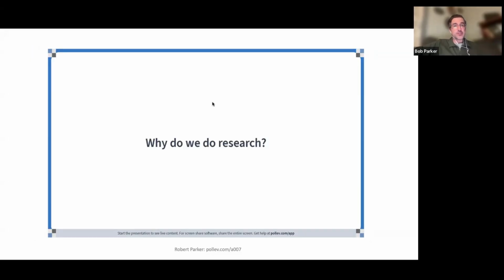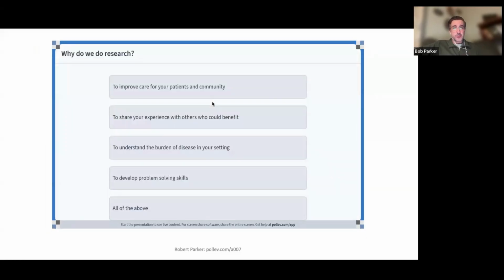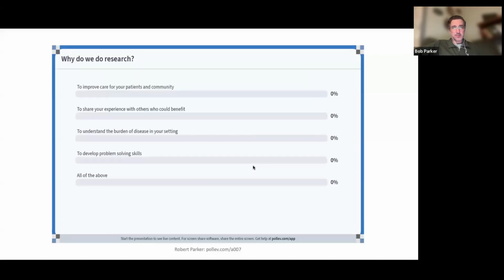All right. So question, why do we do research? To improve care for your patients and community, to share your experience with others who could benefit, to understand the burden of disease in your setting, to develop problem-solving skills, or all of the above? All right, so you can see that there's a timer. You have 14 seconds left to answer the question. Hopefully on your device or on your screen, you're able to see this question and you can select it. All right, time is up.